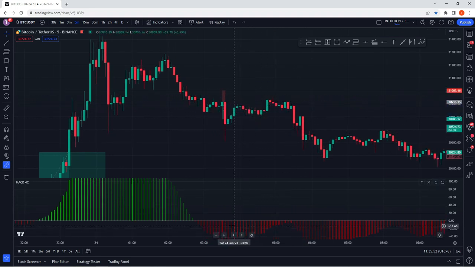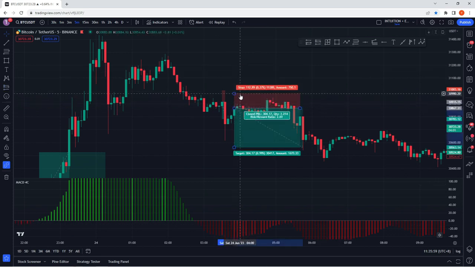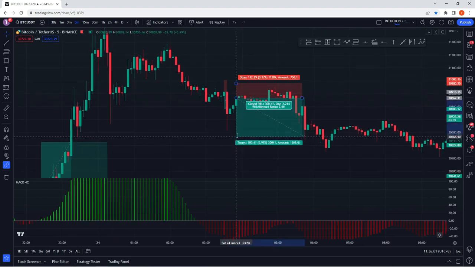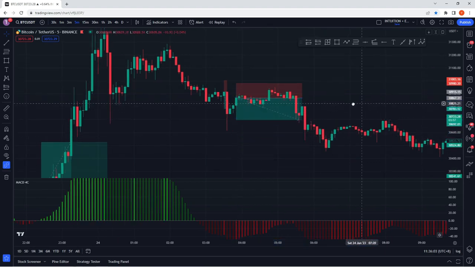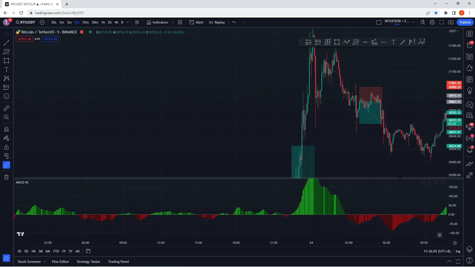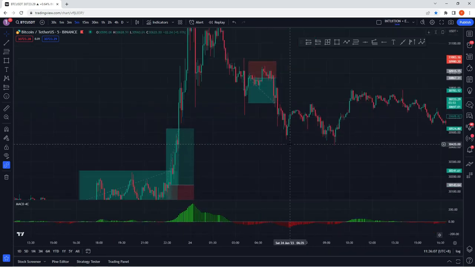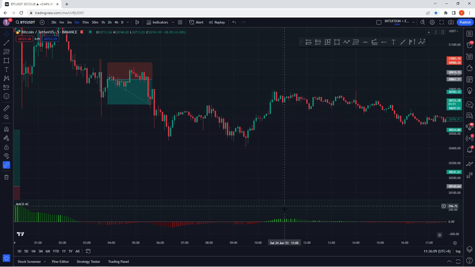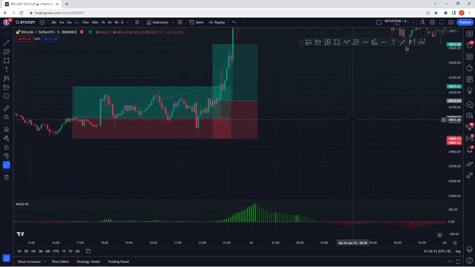Same thing, we have the change from dark red to bright red, so enter on that candle also. Stop loss right above, 1.5:1. So you can see this trade works pretty well. What we're looking at is basically we're just looking at the momentum. So whenever there's bright green candles, you want to look for buy position, and whenever there's bright red candles, you want to look for sell position.